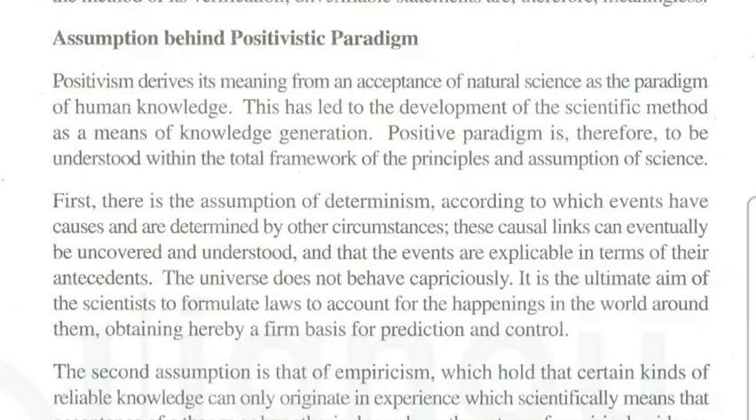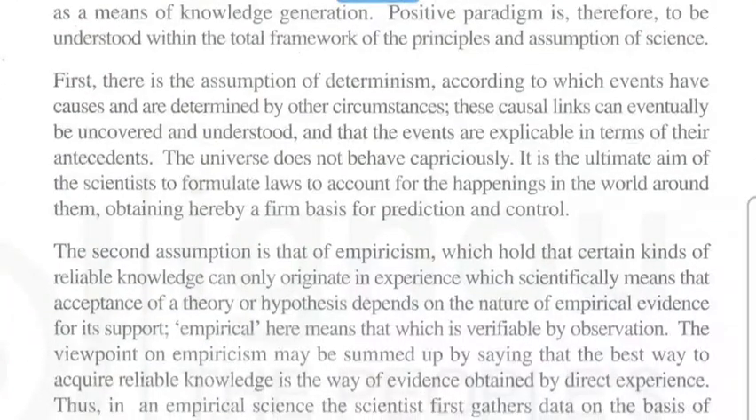First, there is the assumption of determinism, according to which events have causes and are determined by other circumstances. These causal links can eventually be uncovered and understood, and the events are explicable in terms of their antecedents. The universe does not behave capriciously. It is the ultimate aim of the scientists to formulate laws to account for the happenings in the world around them, obtaining hereby a firm basis for prediction and control.